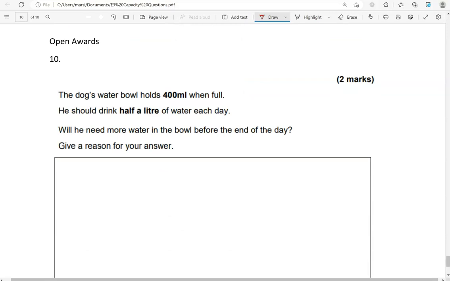The dog's water bowl holds 400 millilitres when full. He should drink half a litre of water each day. Will he need more water in the bowl before the end of the day? Give a reason for your answer. Half a litre, that is equal to 500 millilitres. So he should drink half a litre. The bowl holds 400 millilitres when full.